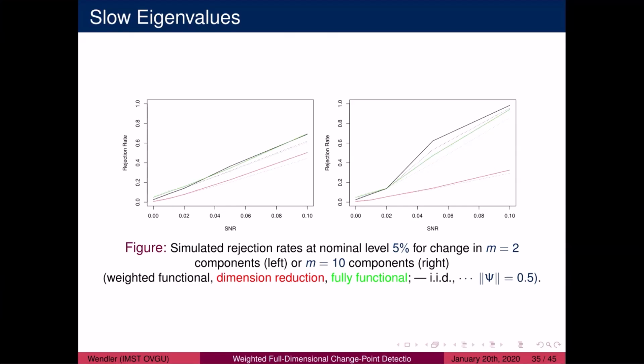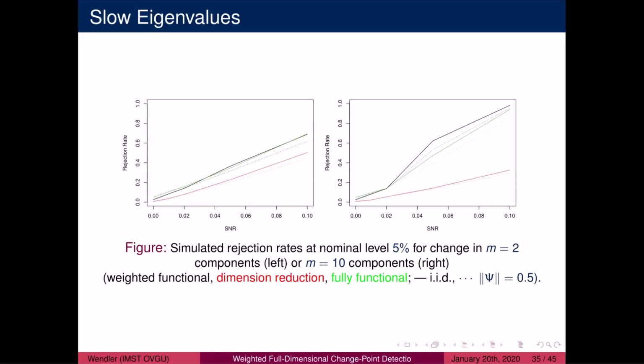Now we have a slow decay of eigenvalues, so the information is spread out over many dimensions. Then the dimension-reduced statistic, which was on top before, now performs rather poorly. The weighted functional and the fully functional statistics perform quite similarly. Even here, the weighted functional will perform better.